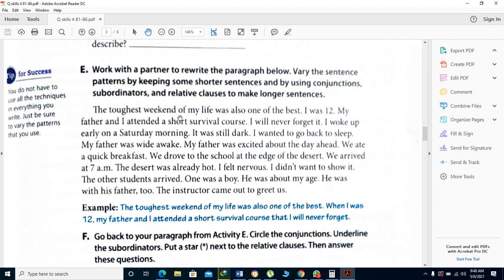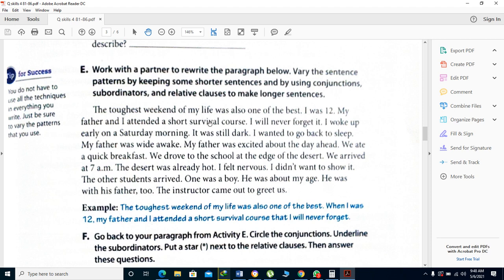The toughest weekend of my life was also one of the best. I was 12. This is a very short sentence. My father and I attended a short survival course. I will never forget it. So now you can see one short sentence, another simple sentence is here. We have another short sentence. This is also a short sentence because it is a simple sentence. It doesn't have two parts, it doesn't have a conjunction. It's just a simple sentence.